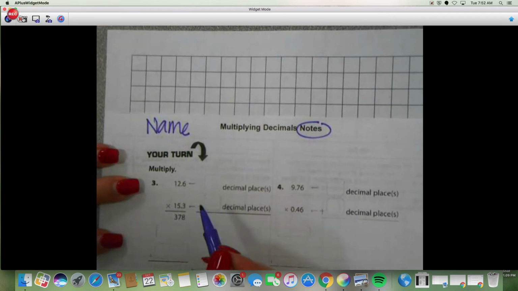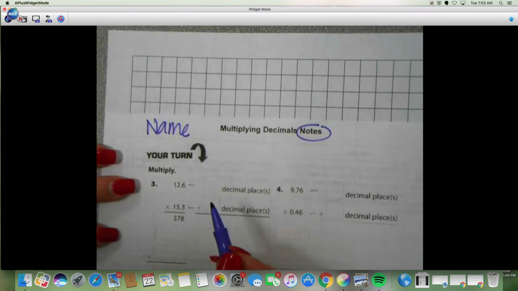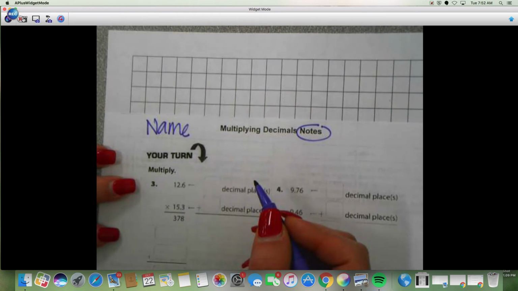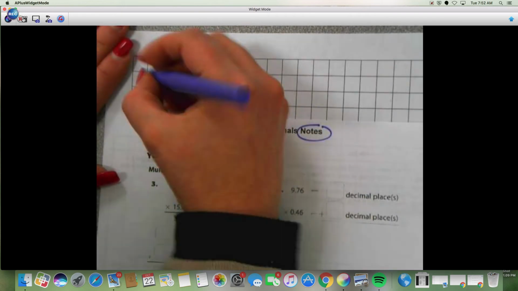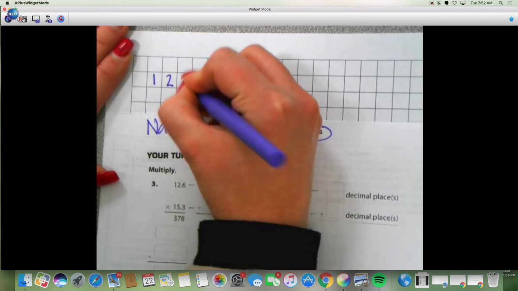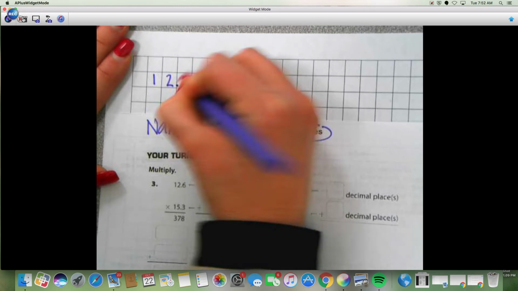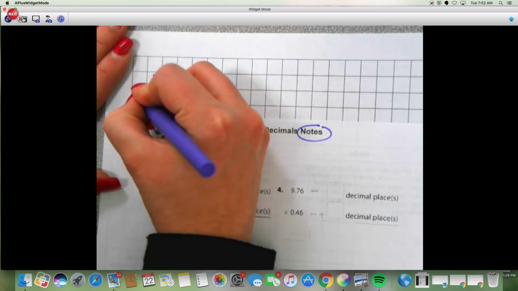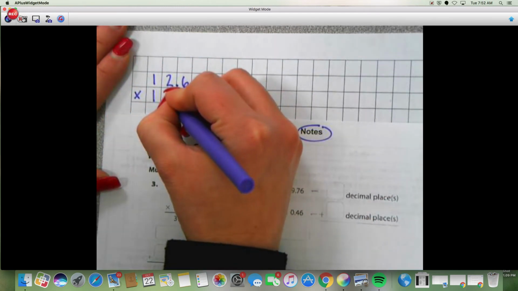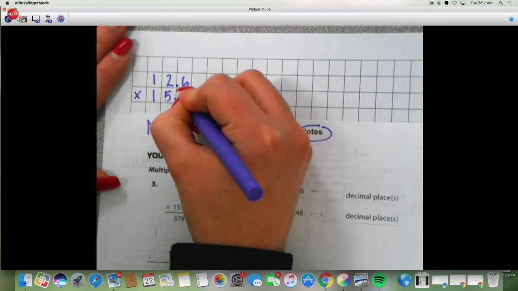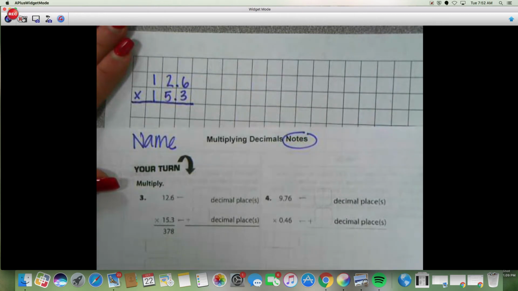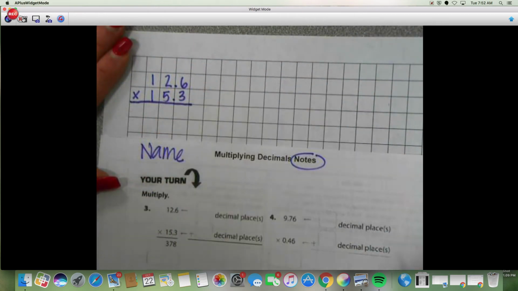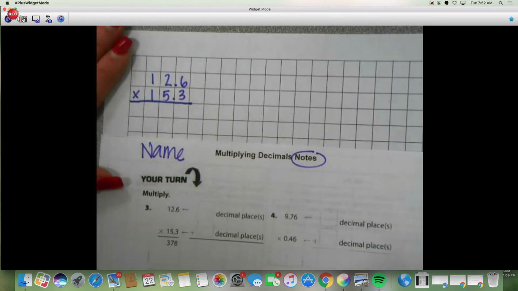When we multiply decimals, as you should have learned in your STAR Math class, we don't line up the decimals. We can just set them up like normal. So we're going to write 12.6 times 15.3. Now that one worked out nicely and the decimals just lined up automatically, but that does not mean my decimal is going to go down here in the answer. It's different when we multiply.